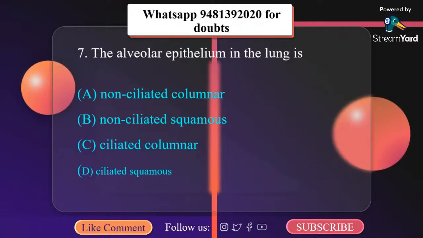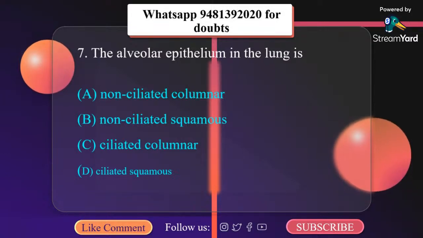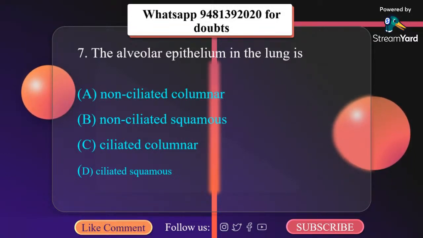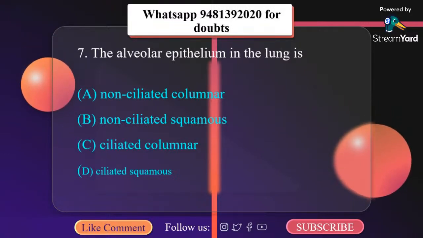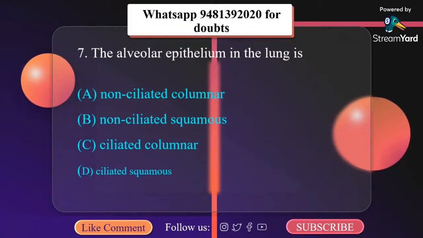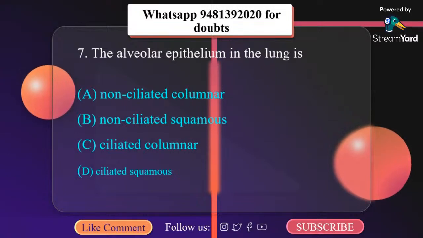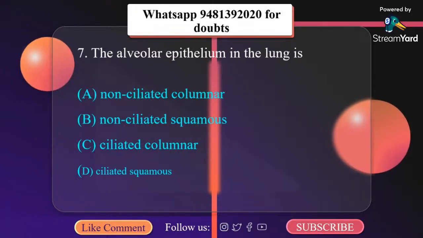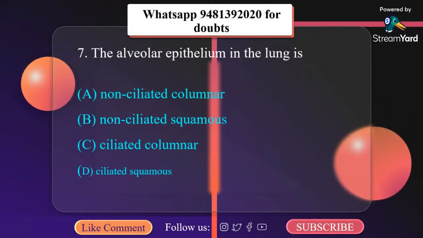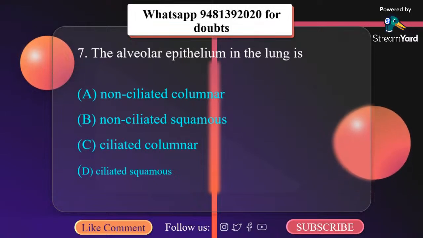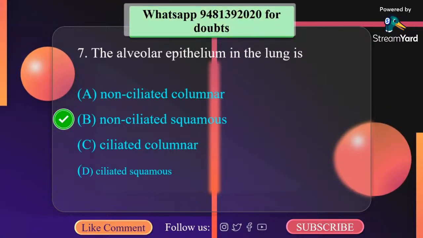The alveolar epithelium in the lungs is: A. Non-ciliated columnar, B. Non-ciliated squamous, C. Ciliated columnar, D. Ciliated squamous. The alveoli has a very thin, 0.0001 millimeter thick wall composed of simple, moist, non-ciliated squamous epithelium. The number of alveoli is countless and their surface area is enormous. This further accelerates the gaseous exchange in the alveoli. So the correct option here is B, non-ciliated squamous.